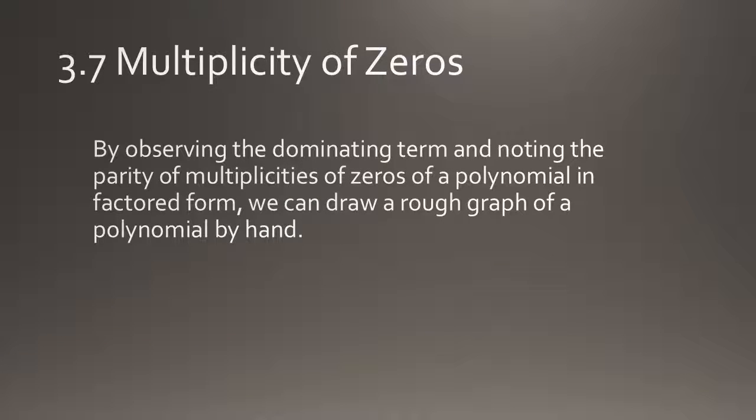So by observing the dominating term, and remember what we mean by the dominating term is that term that should be in the front, the one with the highest power on x, and by noting the parity of multiplicities, okay, parity again means even or odd. So we're looking at the very first term, the term with the highest power on x. We're looking to see if the multiplicities of the zeros are even or odd once it's been factored. And looking at these two things, we can draw a rough graph of the polynomial by hand without using our calculator.